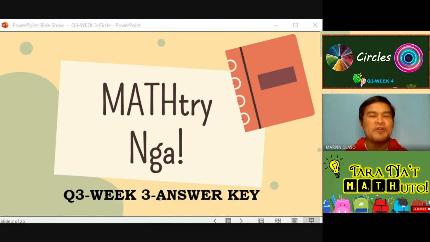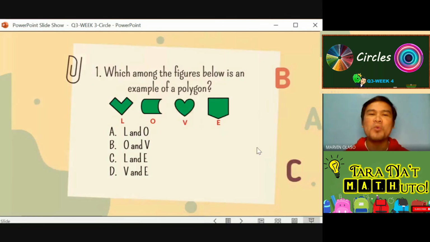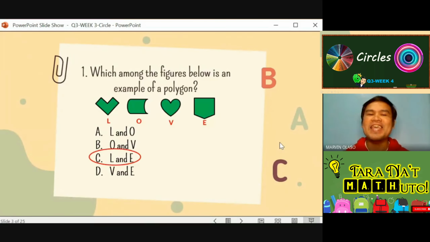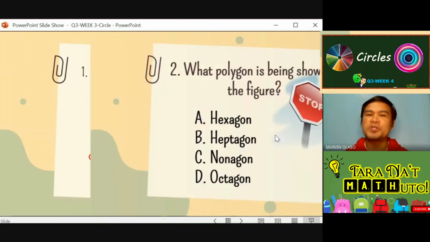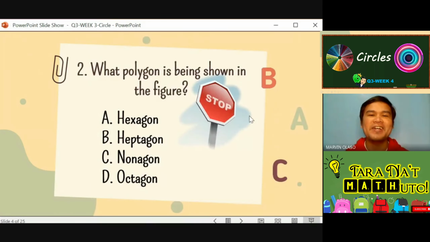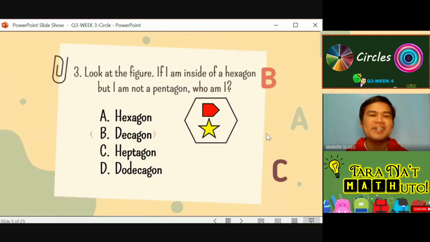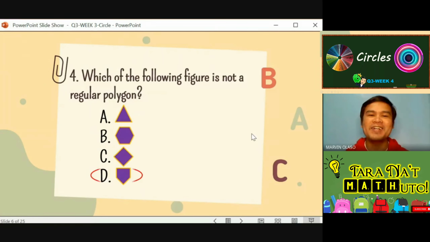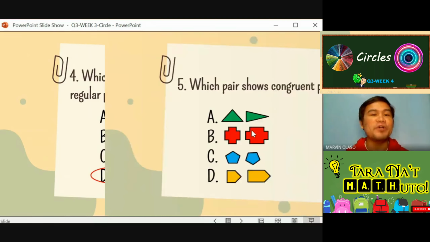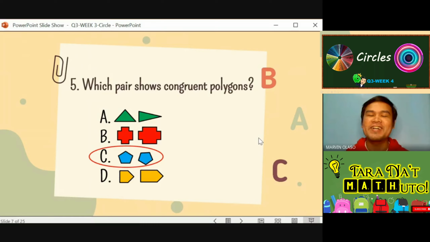Alright, here is the Math Try Nga Quarter 3 Week number 3 answer key. For number 1, we have letter C, L and E. For number 2, the answer is letter D, octagon. Number 3, the answer is letter B, decagon. Number 4, the answer is letter D. And for number 5, the answer is letter C. Alright! Congratulations to those who got perfect score.